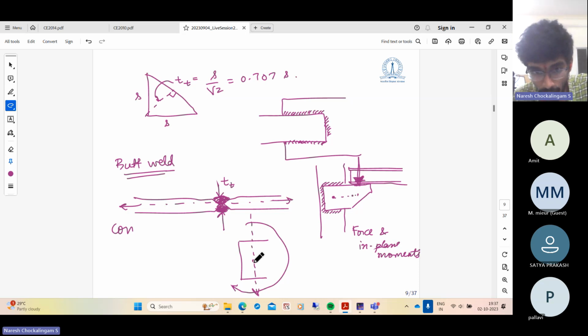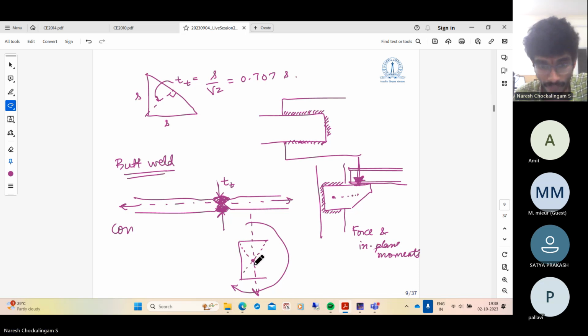So as we can see, about the center of the weld group, this moment tries to twist it. Strictly speaking, this assumption is not valid, because it is not the torsion of circular shafts, but we assume that this moment is resisted by the weld group such that the stress in the weld is proportional to the distance from the center of the weld group.